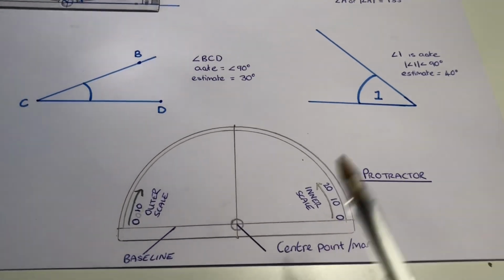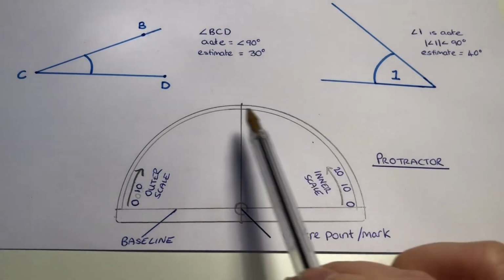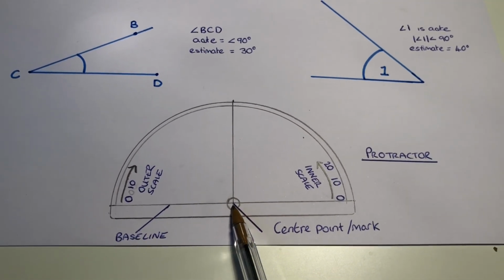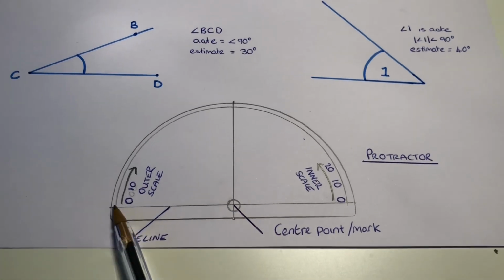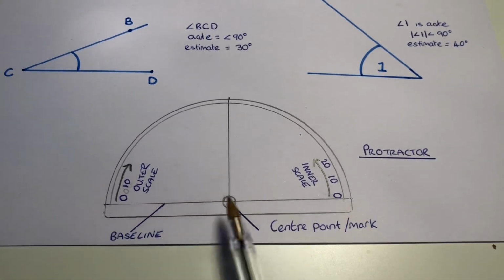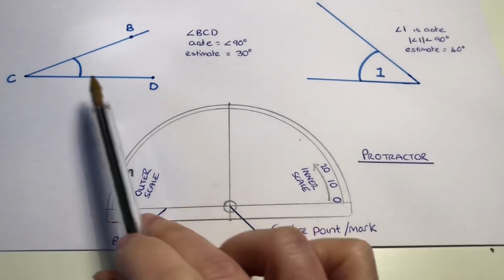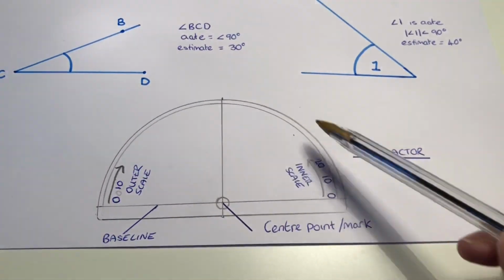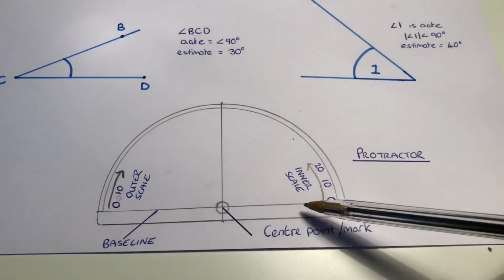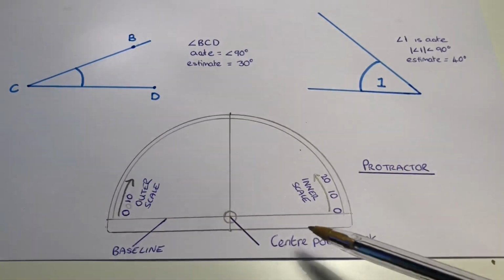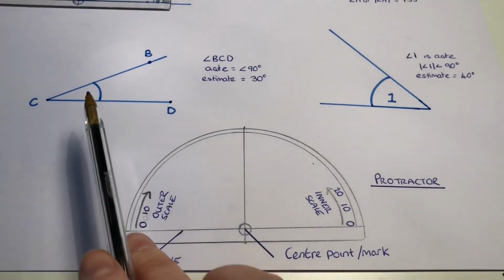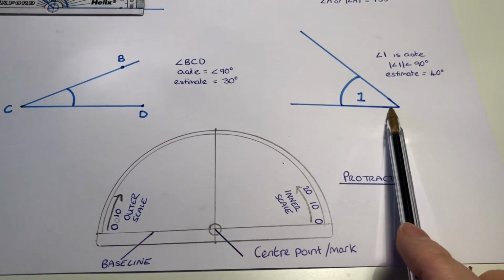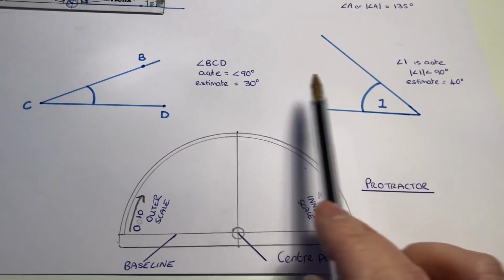So let's just recap with our protractor. The center point or the center mark is exactly here. The baseline is the bottom line that we line up our arm of our angle with. And we've got 2 scales. The numbers on the outside is the outer scale, and the numbers on the inside is the inner scale. And that's simply based on whether the angle is pointing to the right of the vertex or to the left of the vertex.